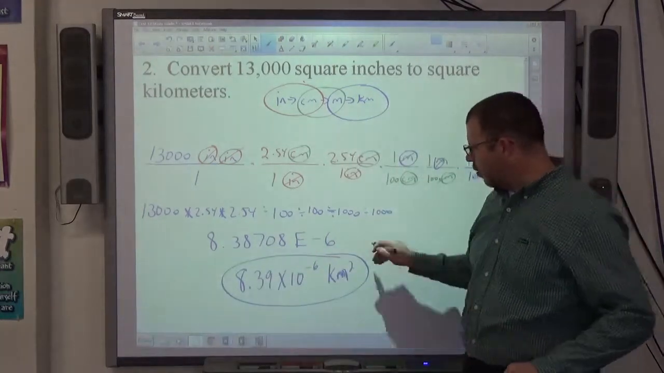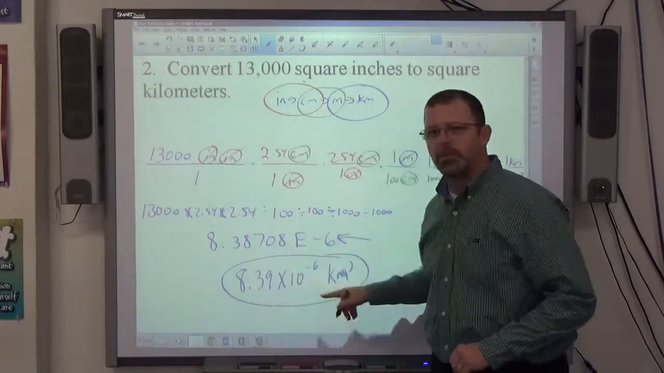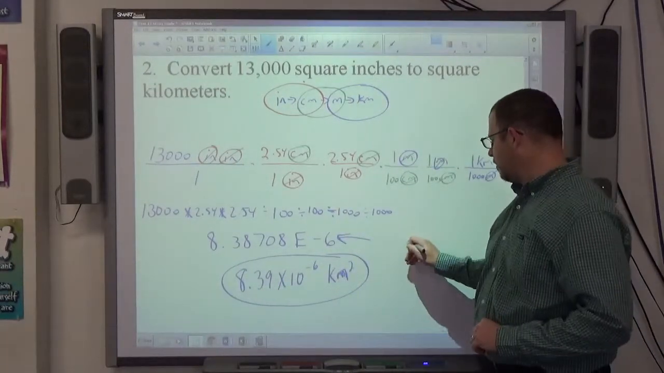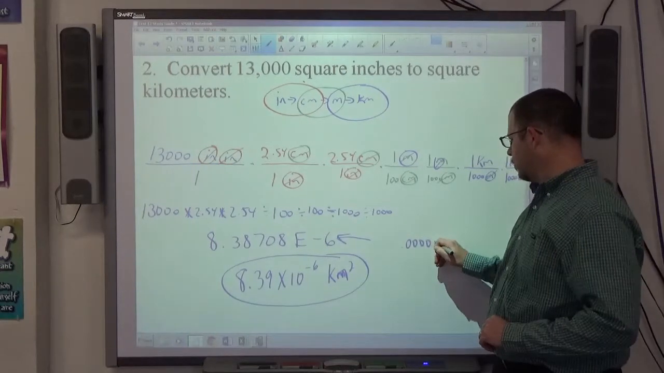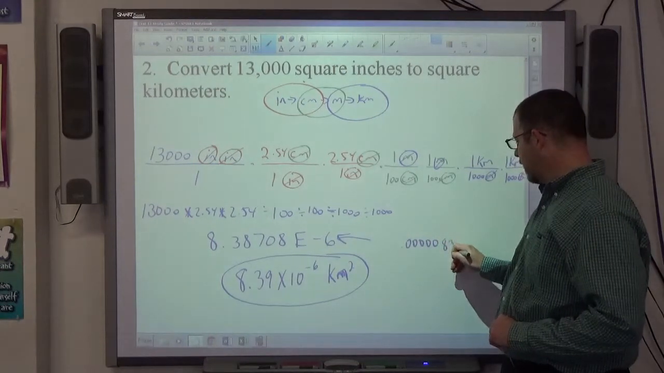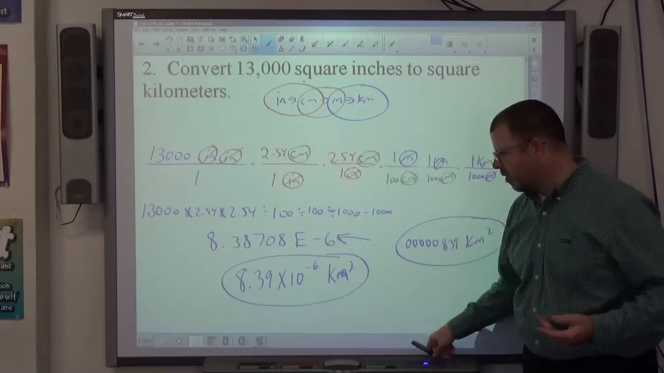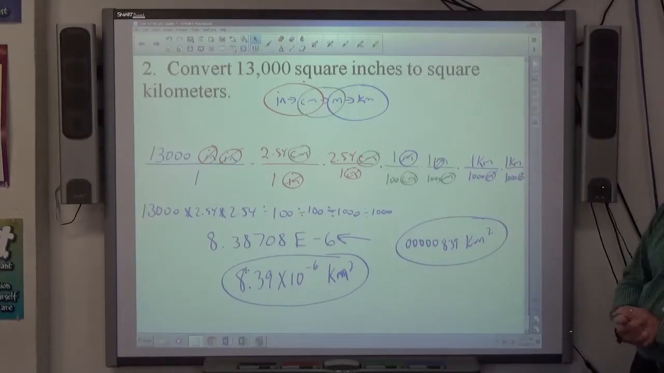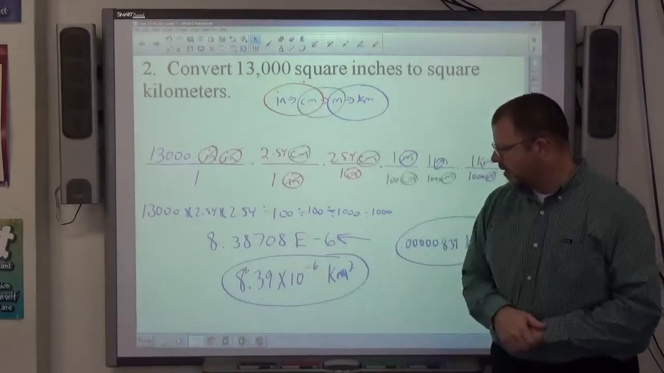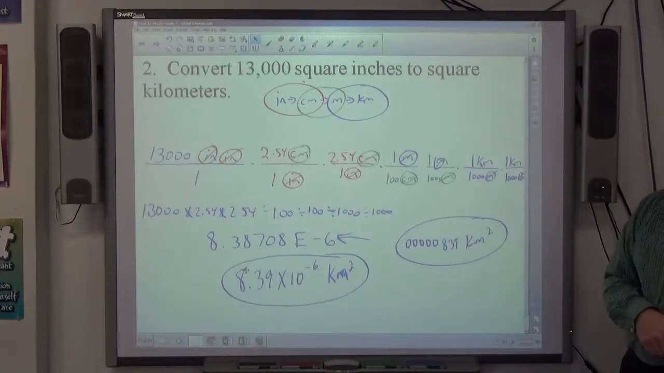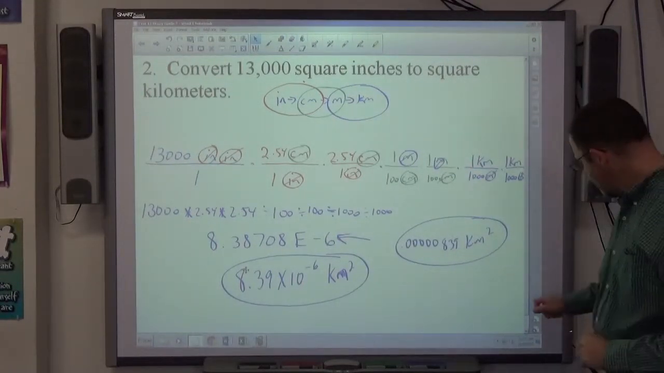Okay. Don't give me that result. Give me what it really means. The other option would be 0.00000839 kilometers squared. We're writing in decimal notation. We haven't actually dealt with scientific notation yet, so I would probably stick with just the scientific notation look that my calculator gave me for that one.